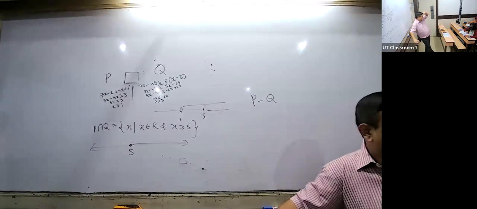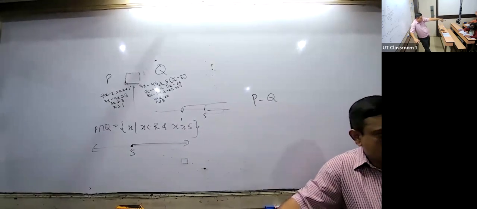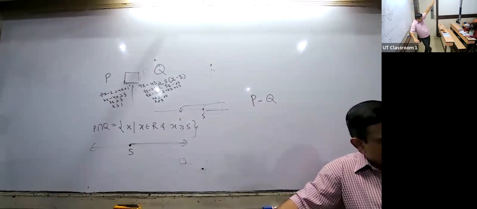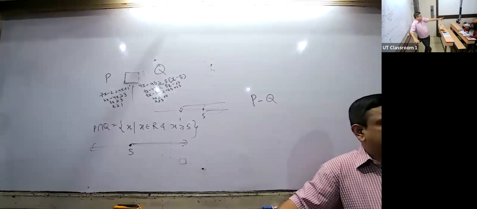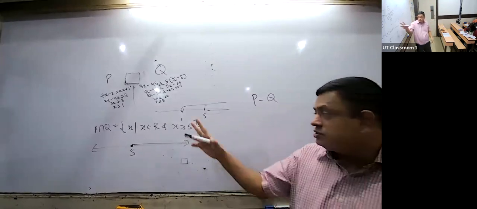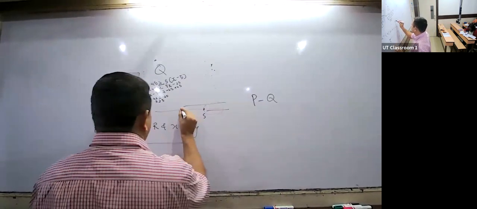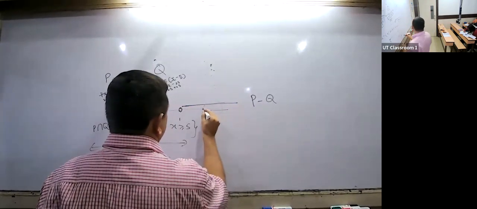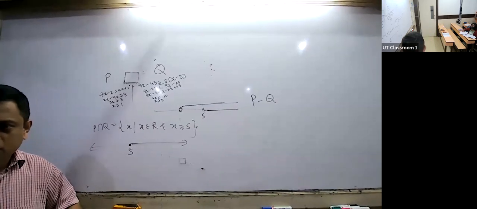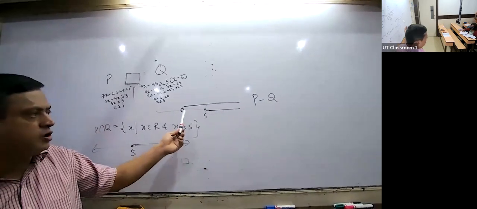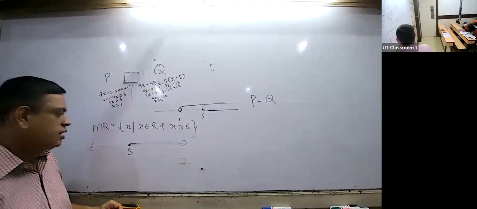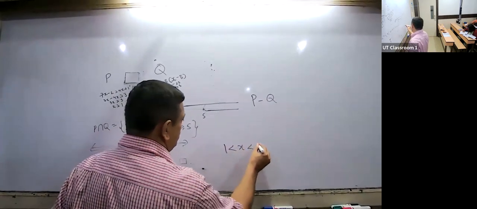1, 2, 3, 4 is wrong. The replacement set is what? x belongs to real numbers, the complete real number. P minus Q. P starts from here going there. Q is from here. What is P minus Q? You know the meaning of P minus Q? P minus Q means elements that belong to P but do not belong to Q. 1 less than x less than 5. That is P minus Q.